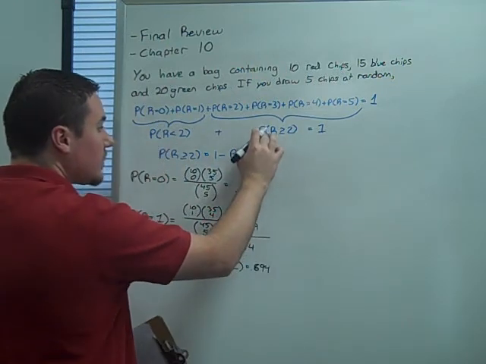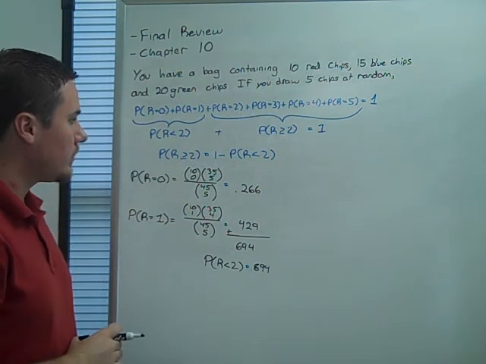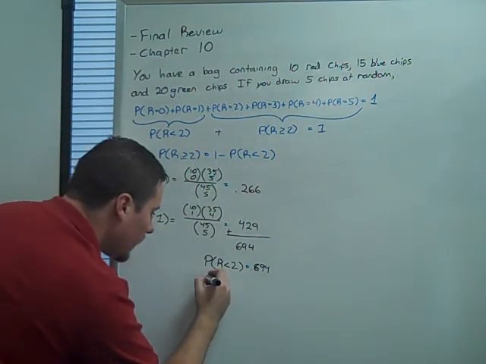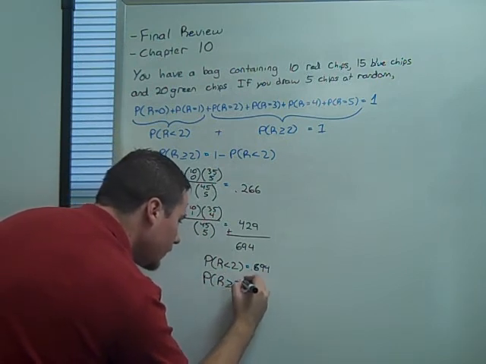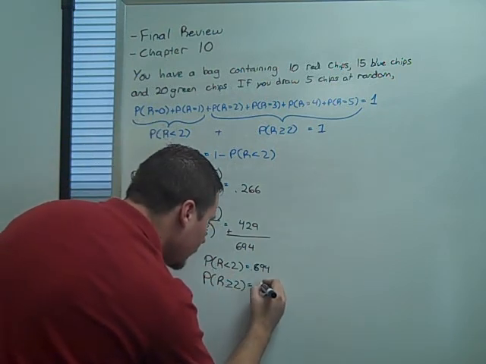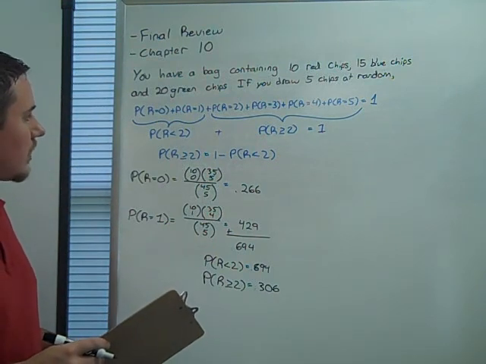Now, as we discussed, the probability that we want is getting 2 or more red. So I'm going to do 1 minus this number. The probability of R being greater than or equal to 2 is therefore 0.306. Now we'll use the same approach to solve the next problem.